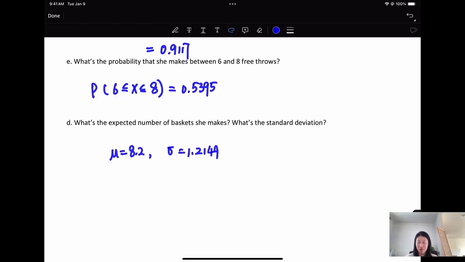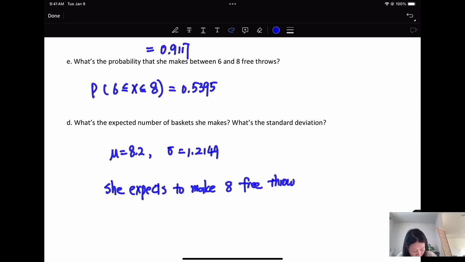So when we answer it in a sentence, it should be she expects to make 8.2 free throws, varies by 1, which is give or take 1 free throw.